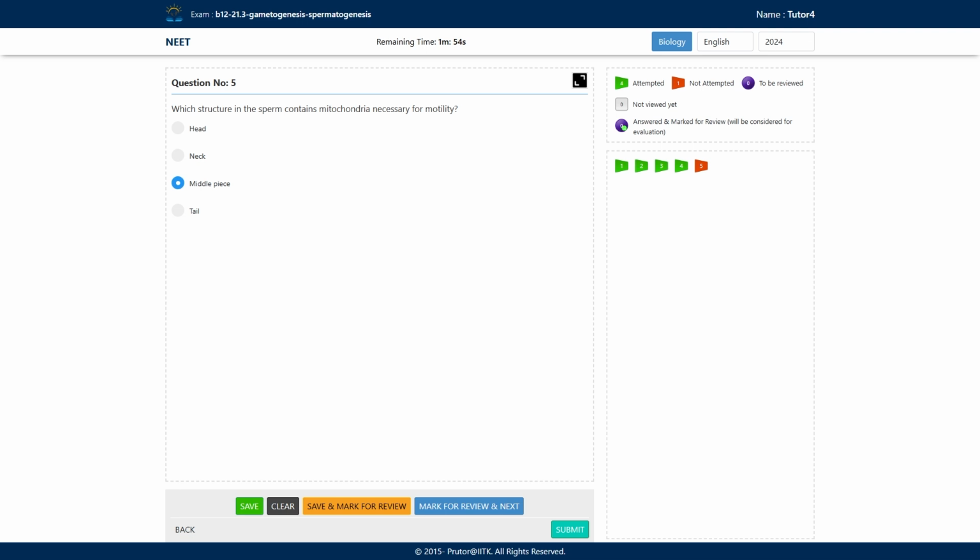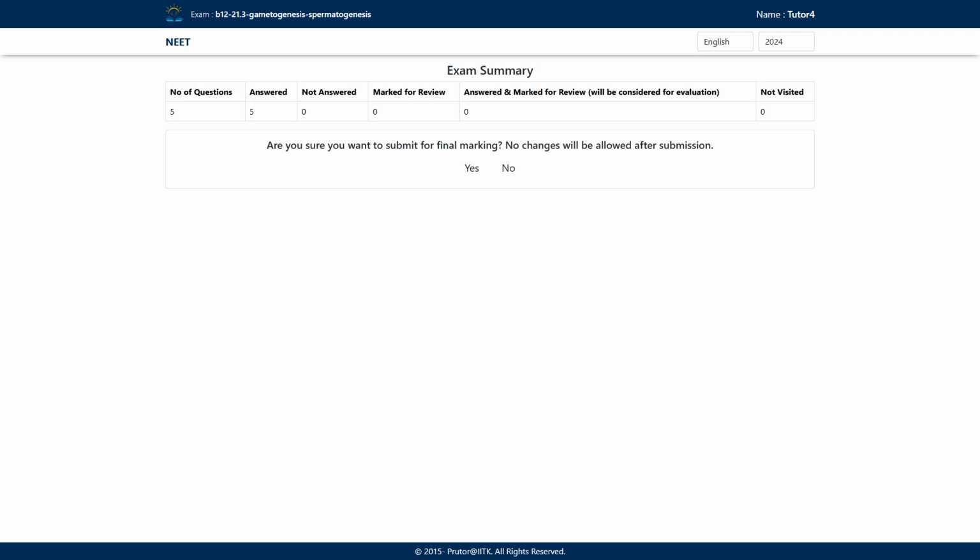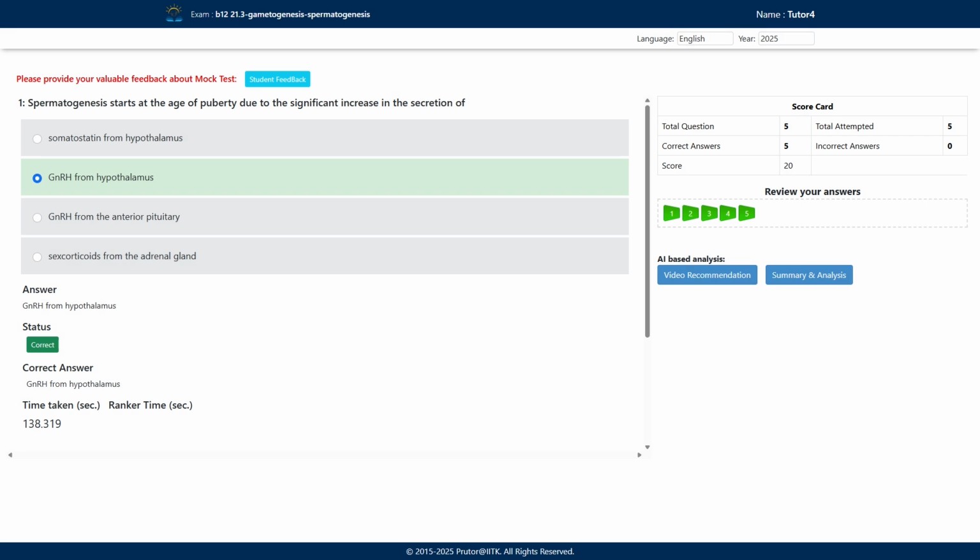The numerous mitochondria are present in the middle piece. These mitochondria are the source of energy. Clear? The head contains the nucleus, and the anterior portion of the head consists of the acrosome. Clear? The tail is there for motility. So the middle piece is the correct answer here. So we have discussed all the DPP also. Clear? So all our answers are correct.